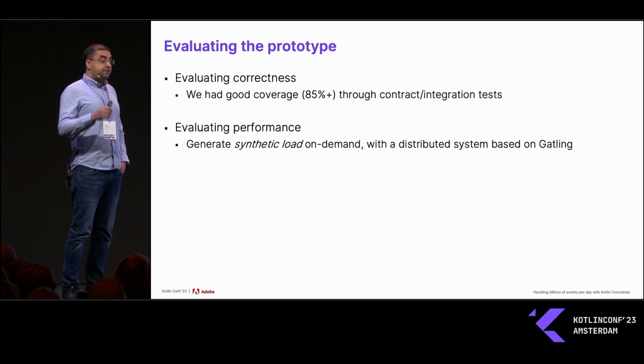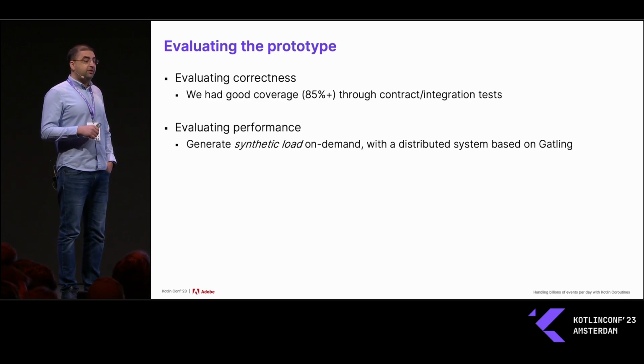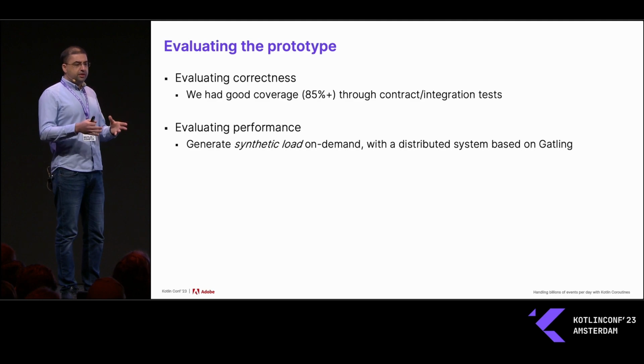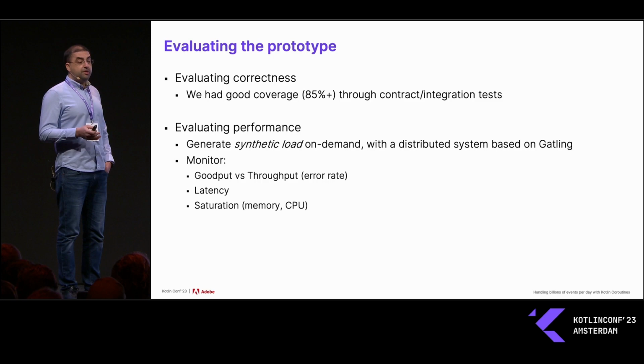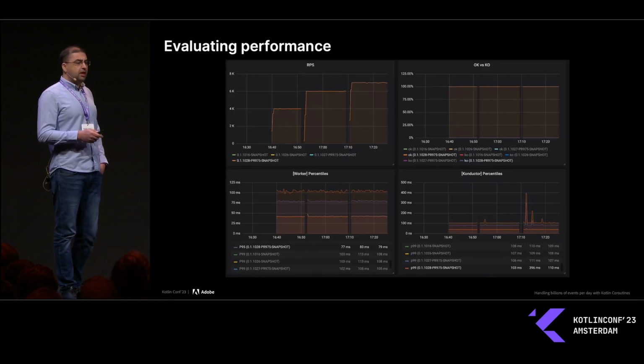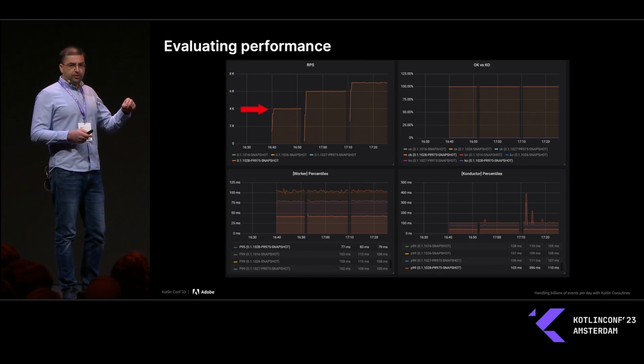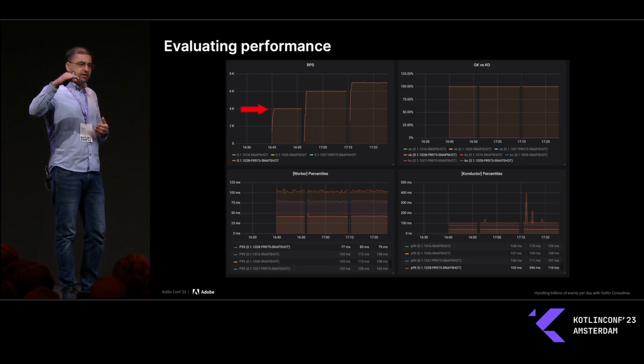We spent most of our time evaluating performance, and for this, we leveraged a load injecting system based on Gatling, which was firing requests against our application, and we were monitoring key metrics like error rate, latency, and saturation. We've started with a baseline throughput, which in this case was around 4K RPS for a lightweight endpoint that was doing a single Cassandra operation, and then we steadily increased that throughput in the load injecting system, trying to find the breaking point.